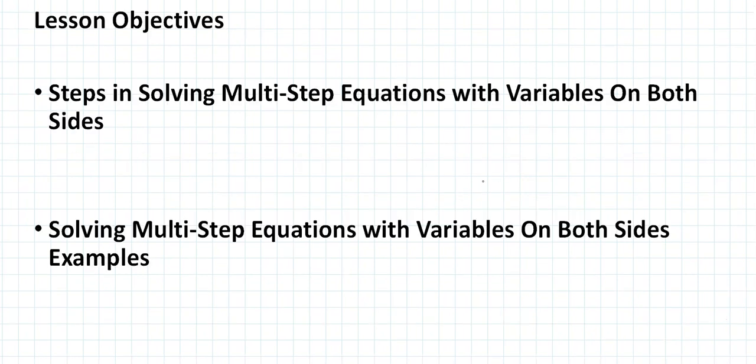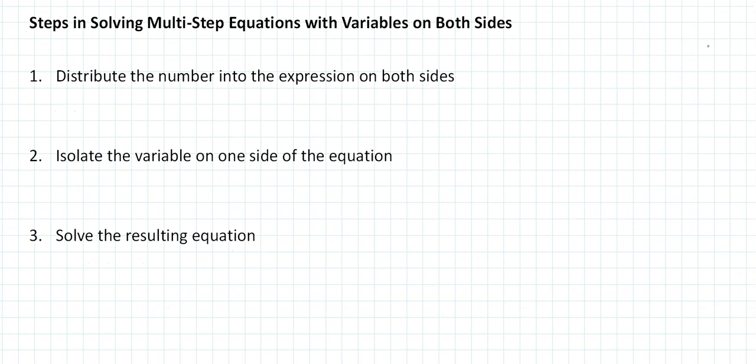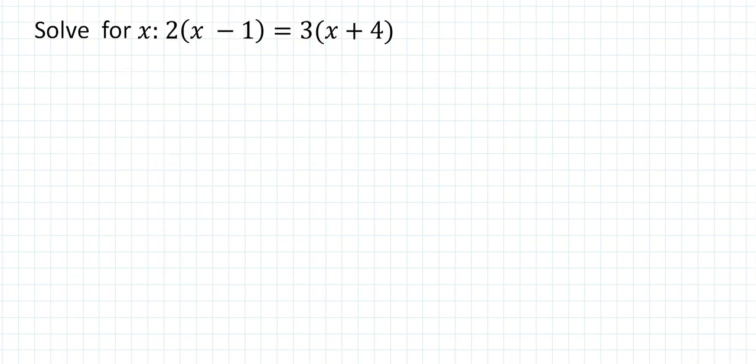I'll start off by walking you through some steps that are best followed to solve this type of equations. And then we're going to use these steps to walk through some examples together. So the steps that I would like to follow, I call it distribute, isolate, and solve. With distribute, you're going to distribute on both sides of the equation. Then you're going to isolate the variable on one side of the equation, and then you'll solve the resulting equation that you create. So let's go ahead and try some examples using these steps.